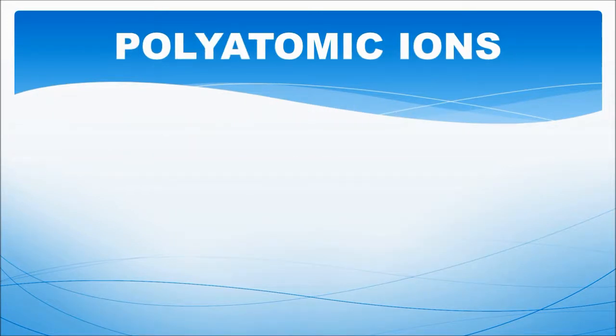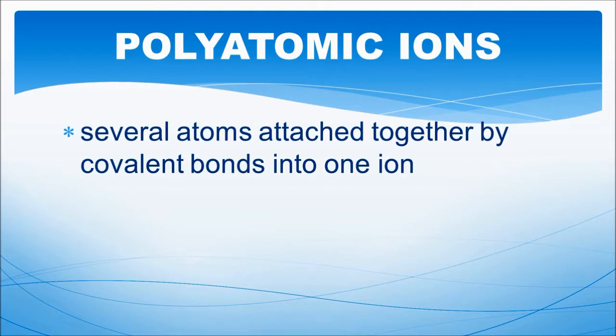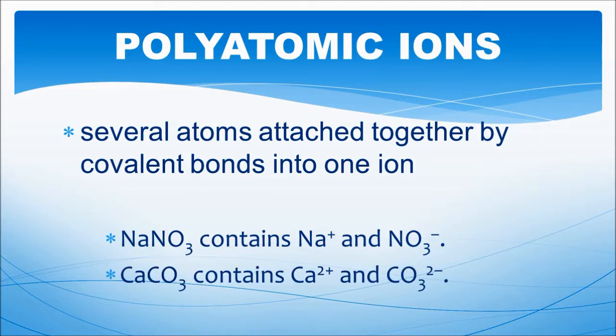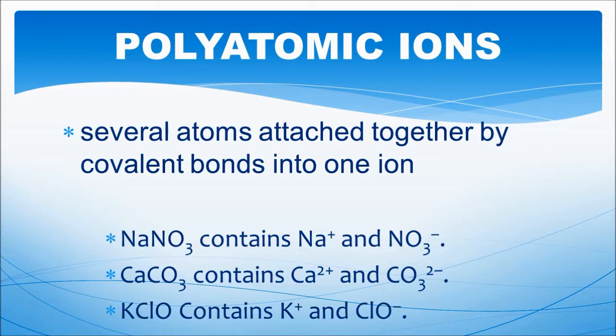Polyatomic ions are several atoms that are attached to each other by covalent bonds into one ion. For example, NaNO3 contains ions of sodium plus and NO3 minus. Calcium carbonate contains calcium 2 plus, as well as a polyatomic ion of CO3 2 minus. And KClO contains potassium K plus and ClO minus.